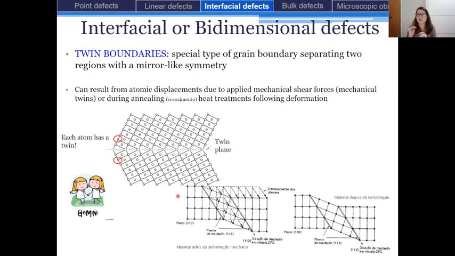or during annealing, which is when we increase the temperature of the metal and we decrease it very quickly. So it is an annealing heat treatment, followed by deformation. So in that case, we provoke this kind of dislocation, okay? And this creates such a kind of symmetry in the material between these two grains, okay? So it is a specific kind of grain boundary.